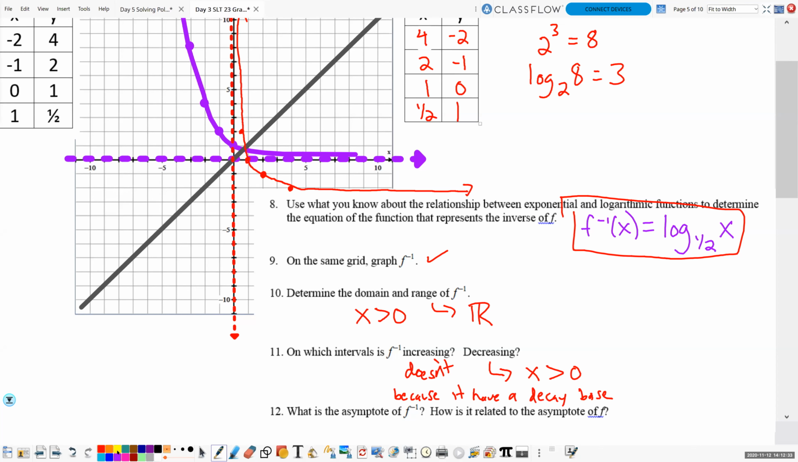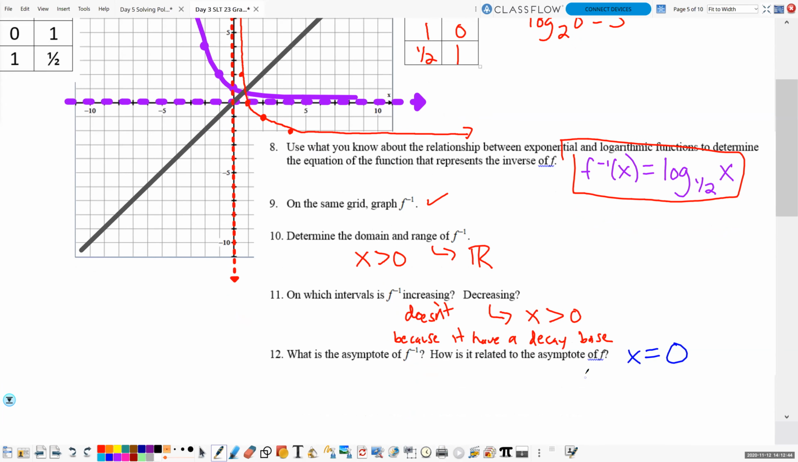What is the asymptote of our inverse function? Everyone should know that one. That's just going to be x is equal to 0. How is it related to the graph of f? It's just the inverse.